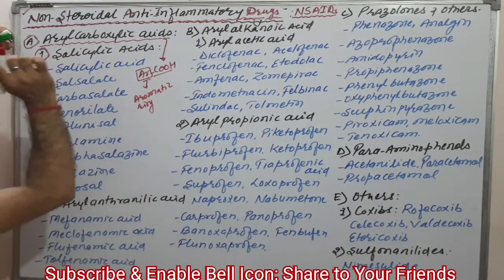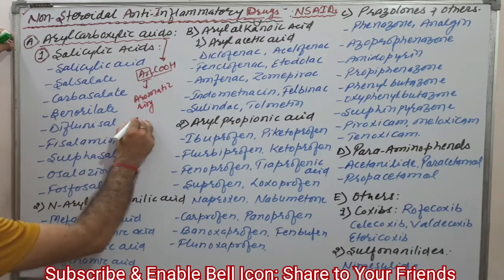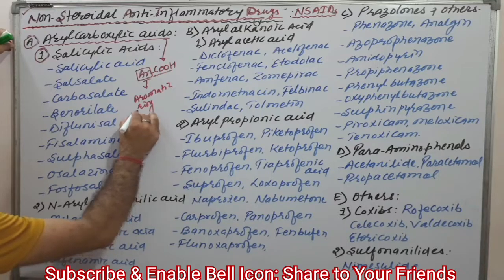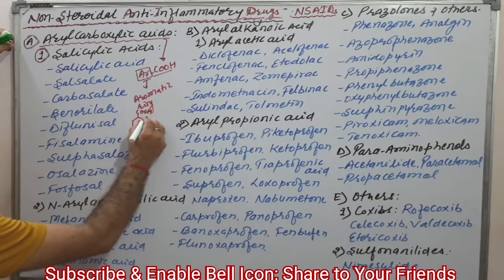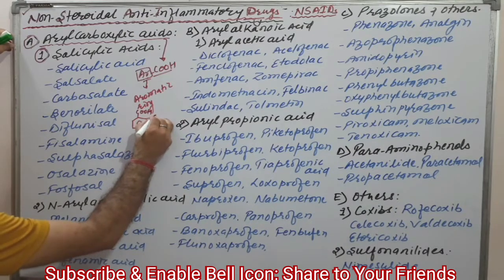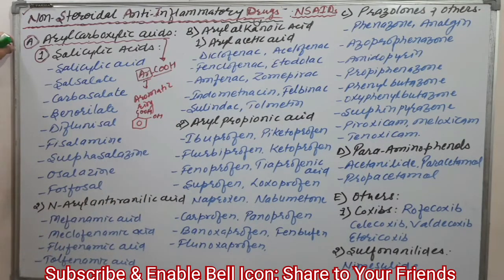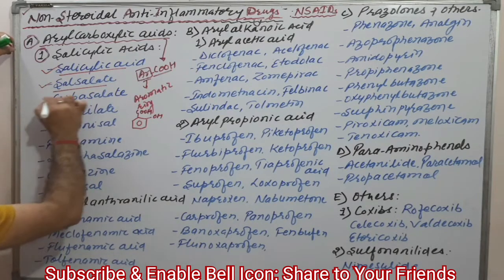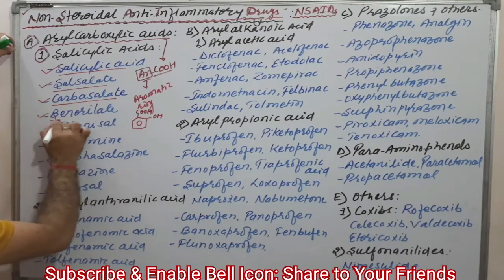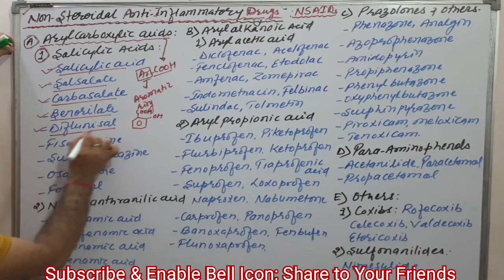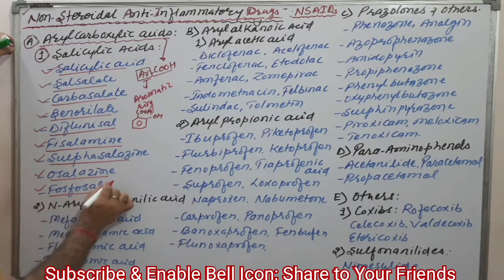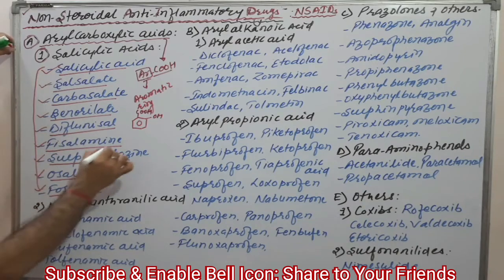Here the first one is salicylic acid. What is salicylic acid? If we draw its structure, the benzene ring has a carboxylic group, COOH, and an OH at the ortho position. That is salicylic acid. Clear? The first one is salicylic acid itself, next the salicylates, then diflunisal, benorylate, fendosal, sulfasalazine, olsalazine and fosfosal. These are all derivatives of salicylic acid.